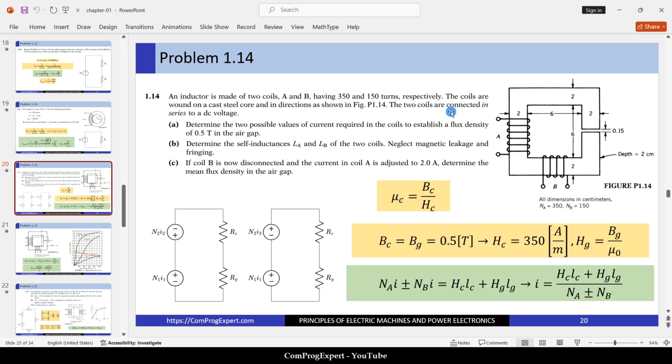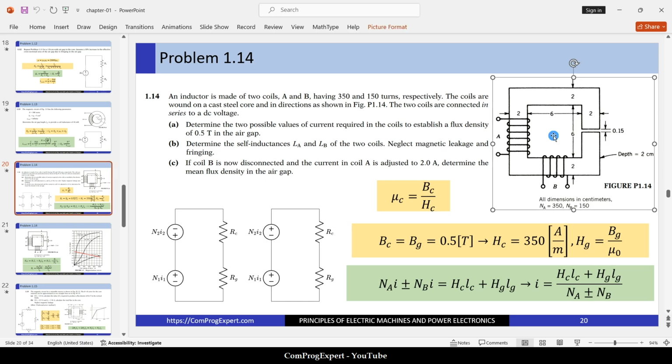The two coils are connected in series to a DC voltage. Yes, the value of the current for two coils is the same. So A: determine the two possible values of current required in the coils to establish a flux density of 0.5 Tesla in the air gap.